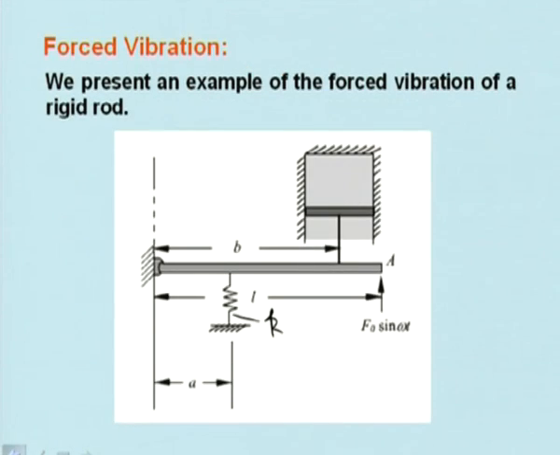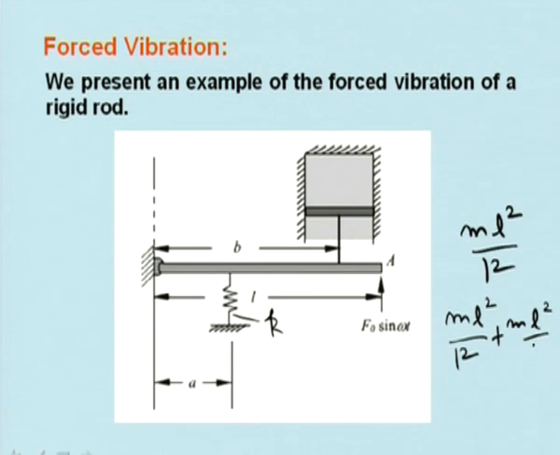ml square by 3 is the mass moment of inertia of the rod about point O. The mass moment of inertia of a uniform rod about the center of mass is ml square by 12. About its one end, we apply the parallel axis theorem: ml square by 12 plus m into L by 2 whole square, that is L square by 4. So this gives ml square by 3.